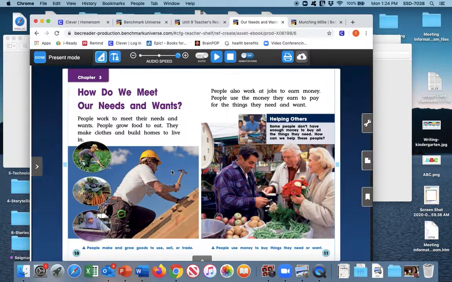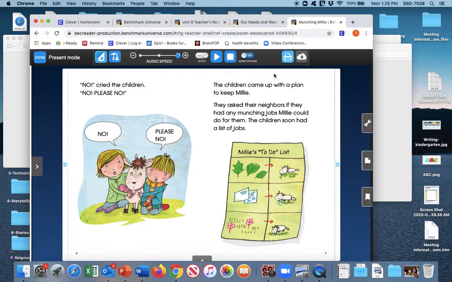Now let's think about the contrast, how these two stories are different. To contrast, we need to think about what kind of things in one text is maybe different from what's in another one. In Needs and Wants, this story, it is an informational text because it gives facts and information. But in Munching Millie, this is definitely not an informational text. This is a story, a fictional story, about the goat and the children. So Munching Millie is a fictional story. So that is one way that these two stories are different.